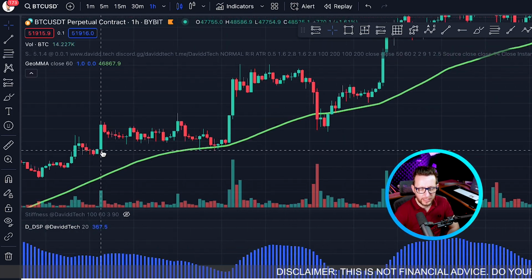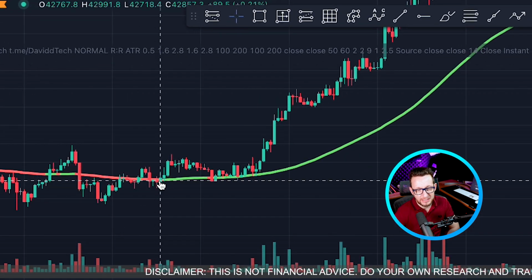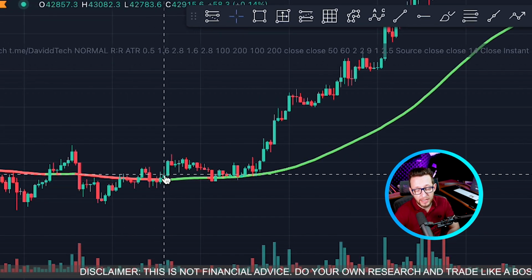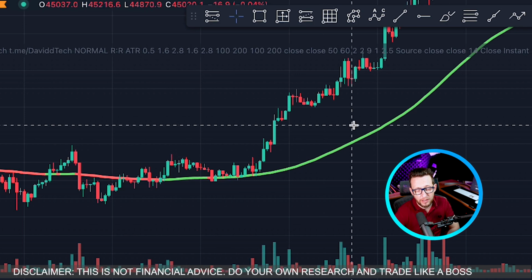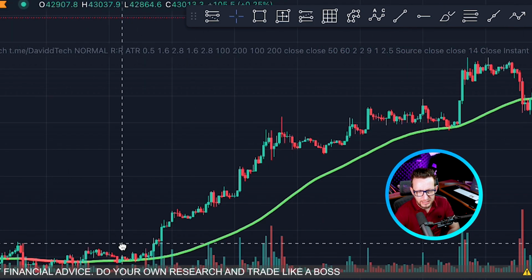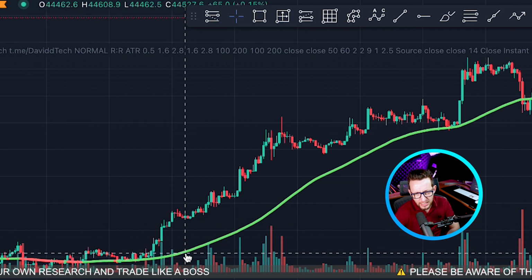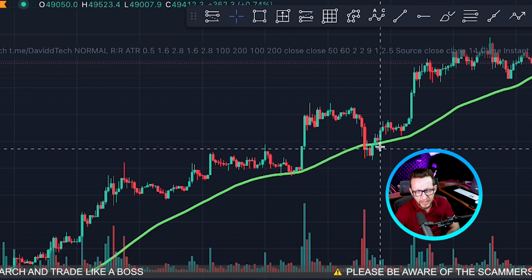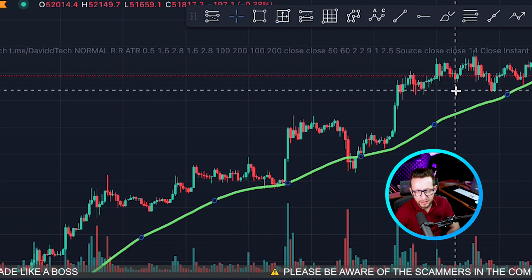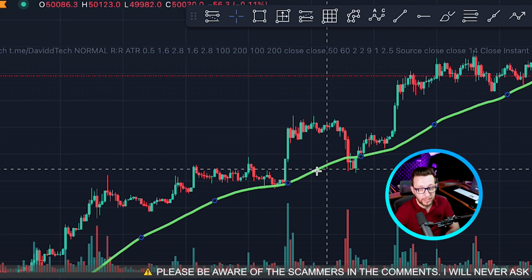So when price is above this, let's try and find the start of this green line. When price is above this green line and the line is green, we're looking for longs. Look at that perfect entry. As you can see, it does hug the actual price movement. By staying green, it stops you from getting out in these areas here, meaning that these could potentially be pullbacks and we could trade that as well.